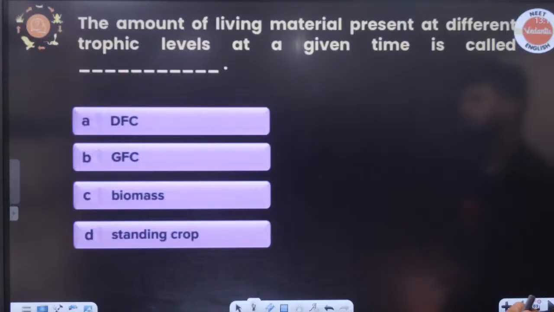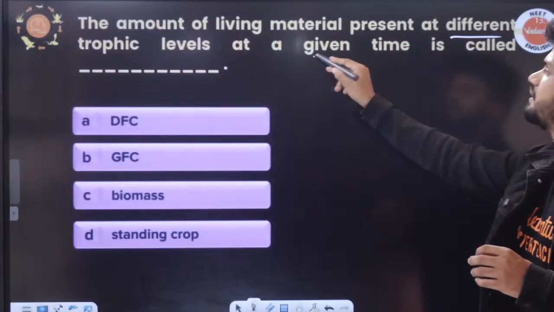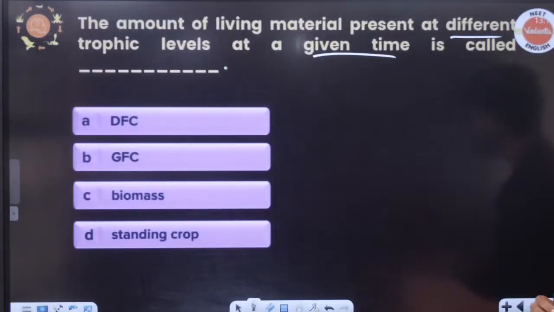Read this question. The amount of living matter present at different trophic levels at a given time is called as, students, tell me, what do you call that?